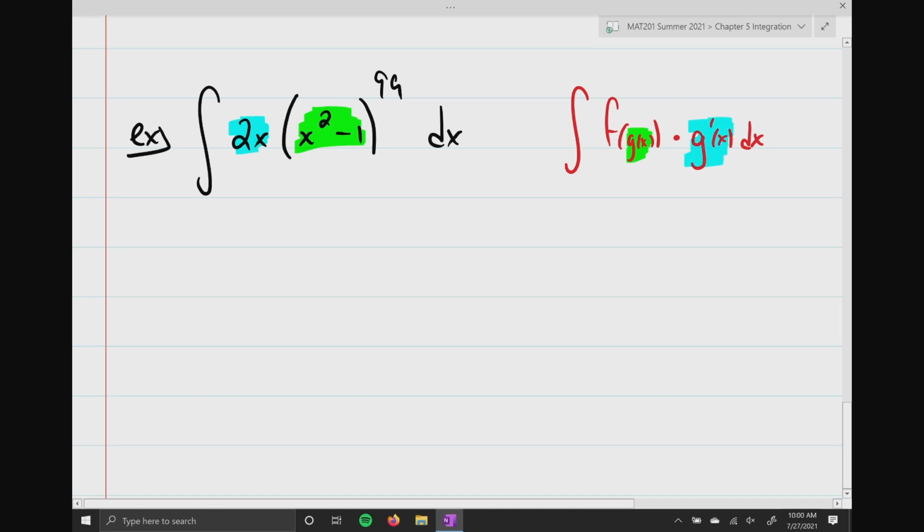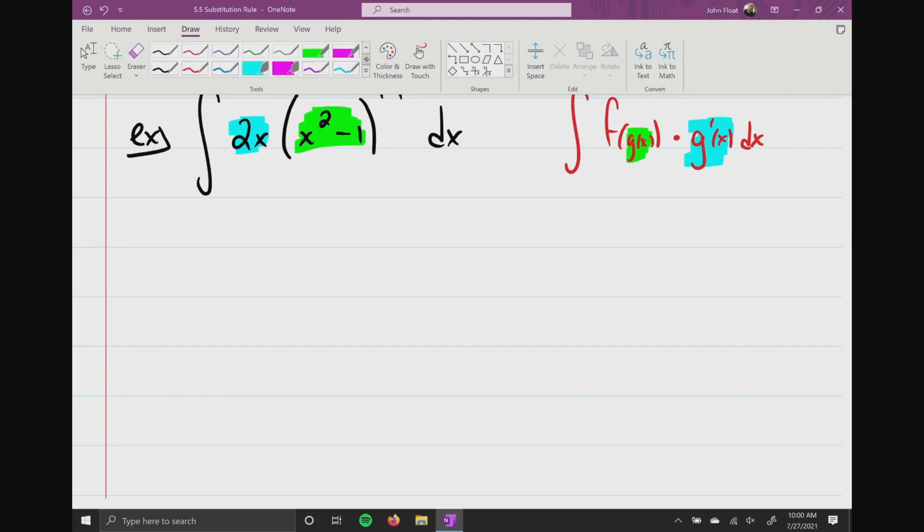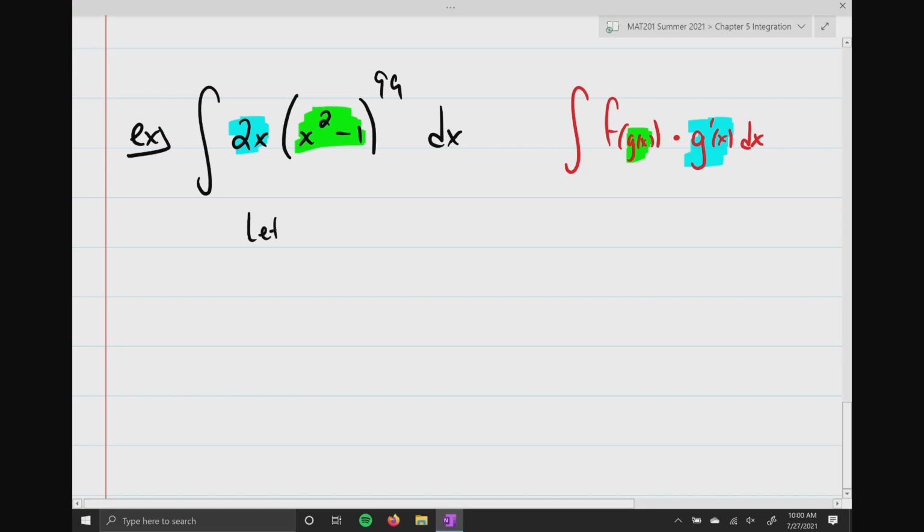So you know right now, man, I could use U substitution here, and that's a good feeling. You can see it. It's staring you in the face. So let's go ahead and do this. I'm going to let u equal x squared minus 1. du is going to be 2x dx.